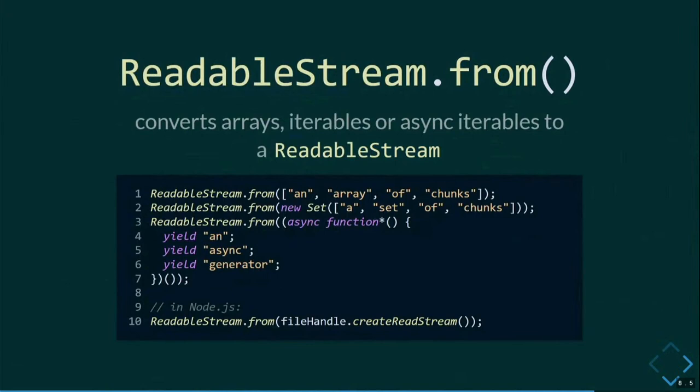Now, there's also the inverse, ReadableStream.from, which makes it easier to convert any data that you already have into a readable stream. Usually you start off maybe with a fixed array of chunks, or maybe you have a set of chunks and you want to turn that into a readable stream, or maybe you have an async generator function that is somehow generating your chunks, and you can also turn that into a stream, all with the same API.